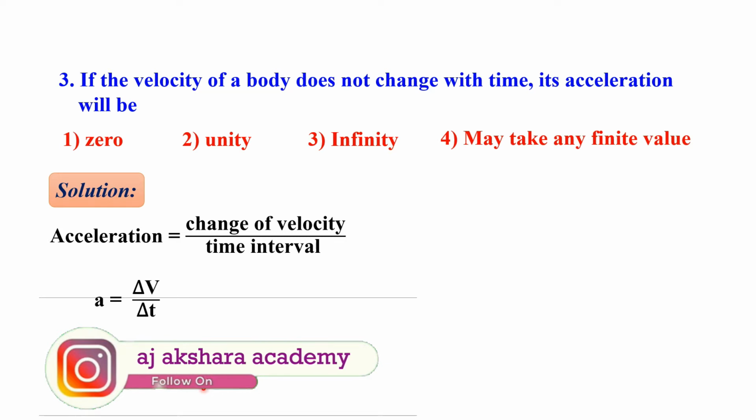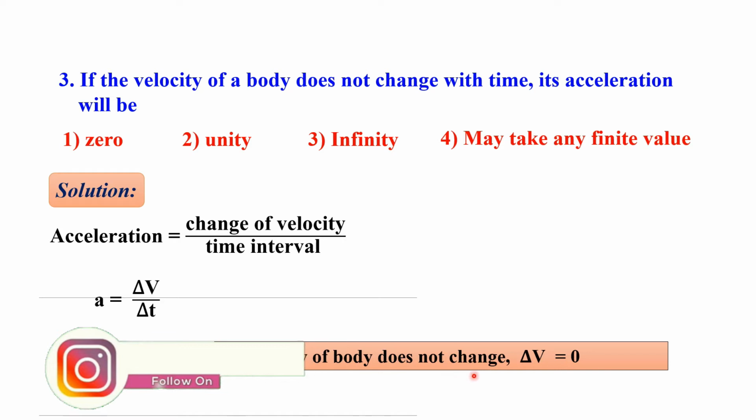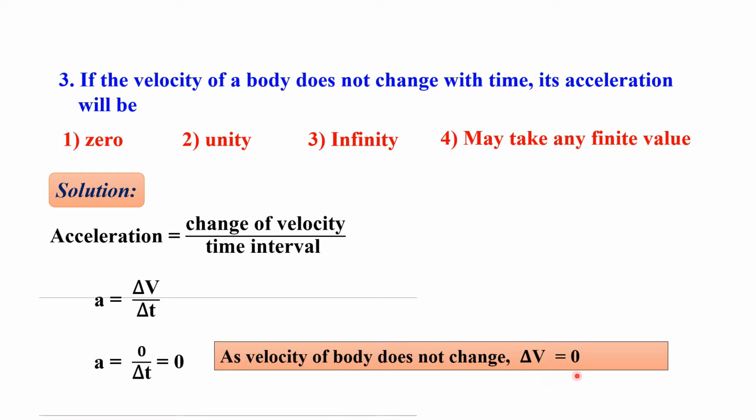So acceleration is 0. The velocity of the body does not change, delta v is equal to 0, so a is equal to 0. So the first option is correct. Next.